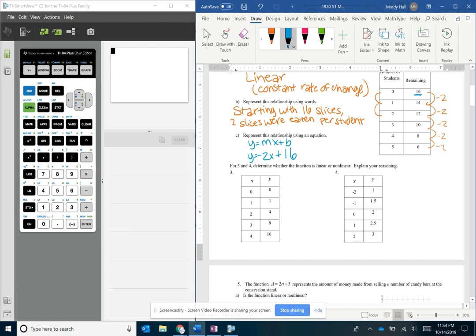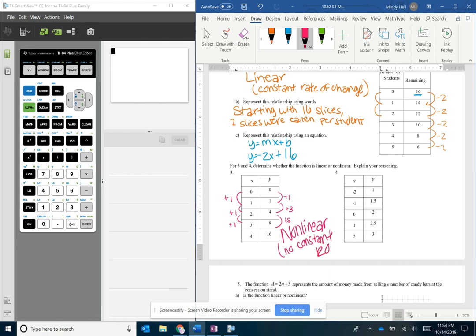For 3 and 4, we just want to decide if it is linear or nonlinear. With number 3, we're going up by 1 every time with the x values. With the y values, we have plus 1, 1 to 4 is plus 3, 4 to 9 is plus 5. You can see that this is not the same number every time, so this is nonlinear because it does not have a constant rate of change.